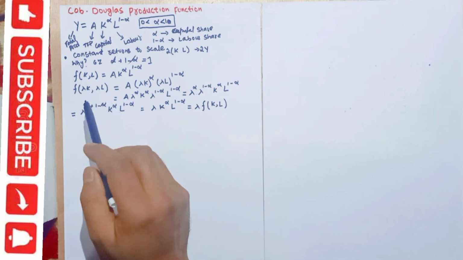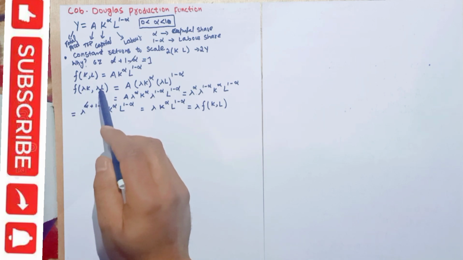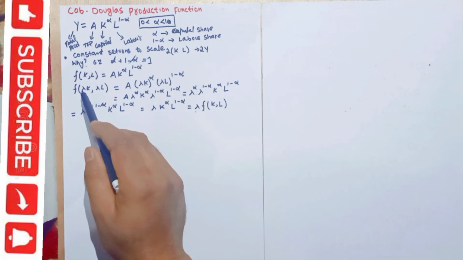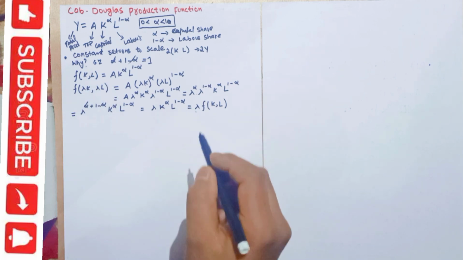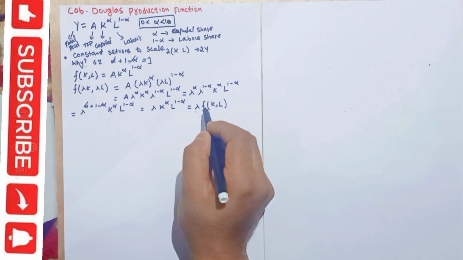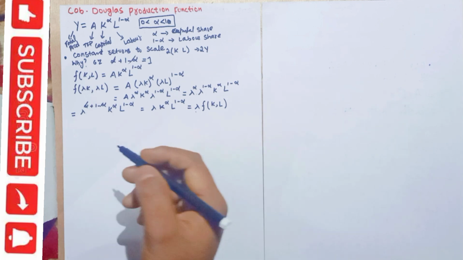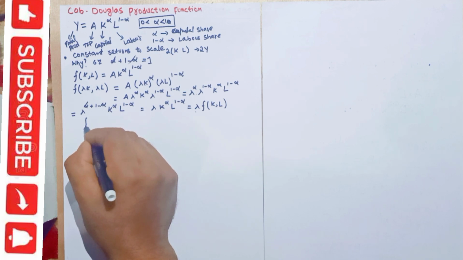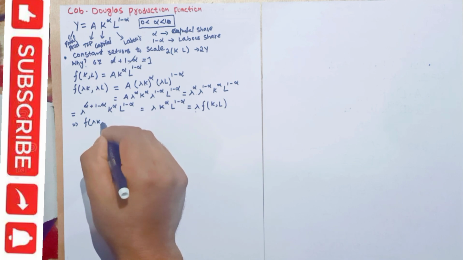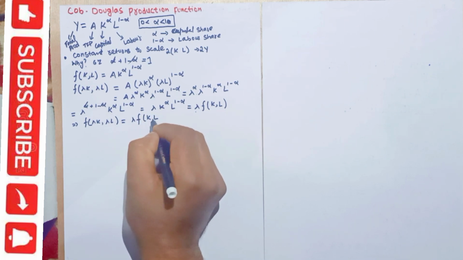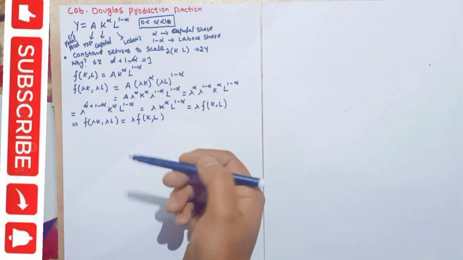That is, when we increase capital and labor by the same proportion, our output also increases by the same proportion, that is by lambda. If lambda was 2, then it was 2K and 2L. That means doubling the inputs, our output would also get doubled. So this was the proof of why it gives us constant returns to scale. That implies f of lambda K, lambda L is equal to lambda times f of K L. That means if we double the inputs, our output will also get doubled.